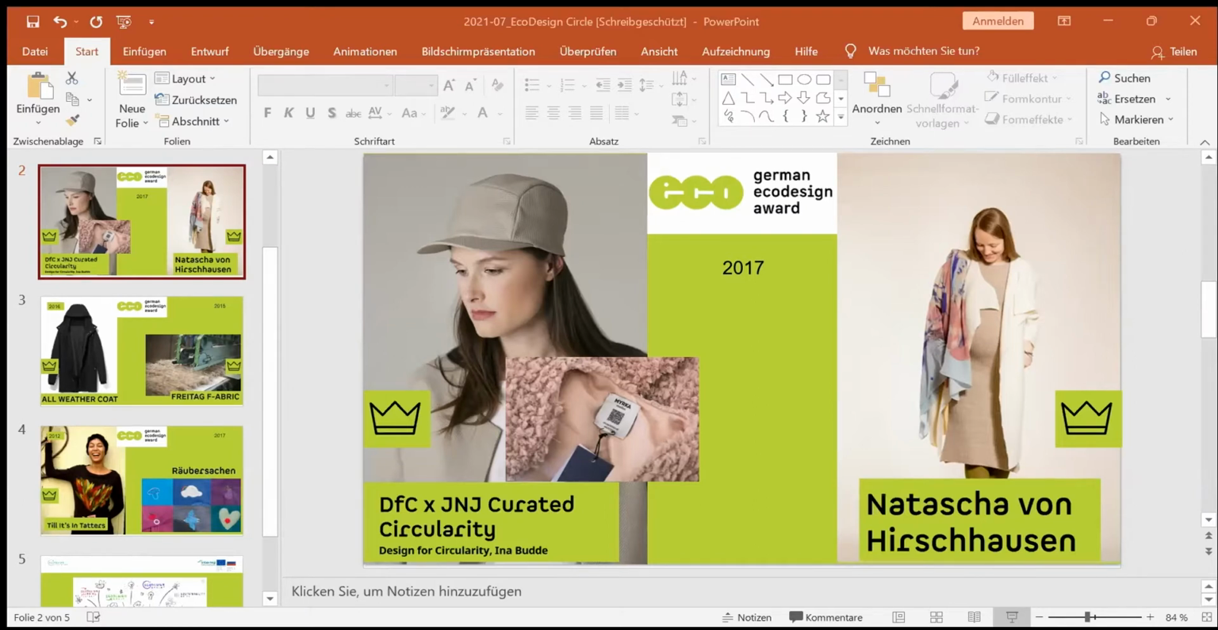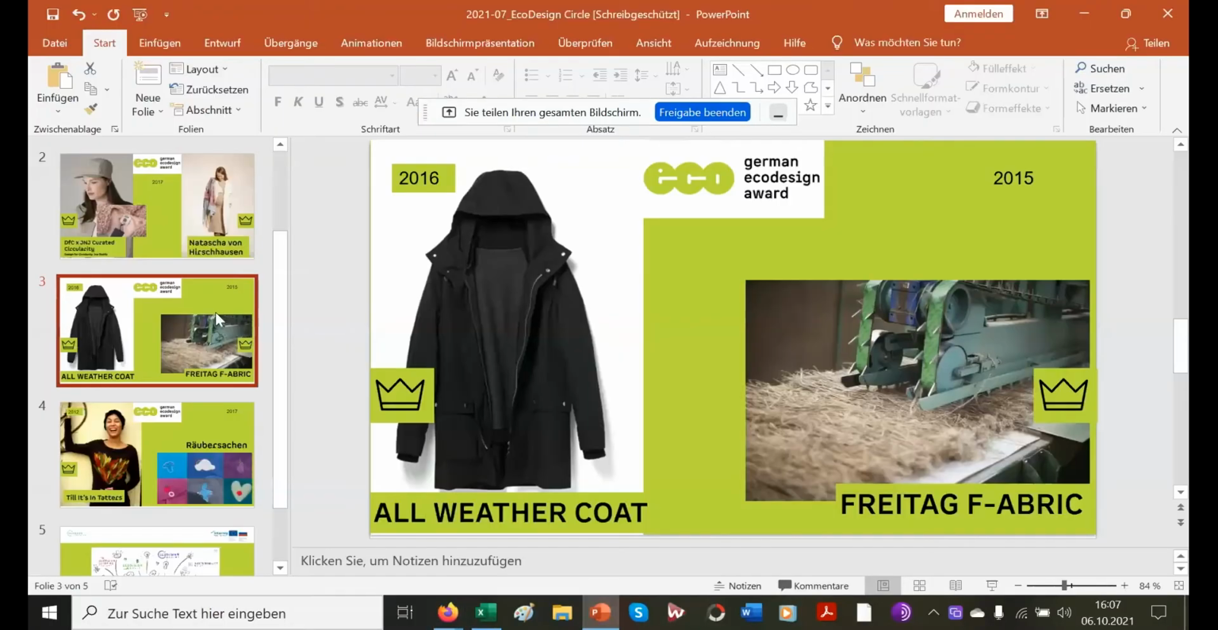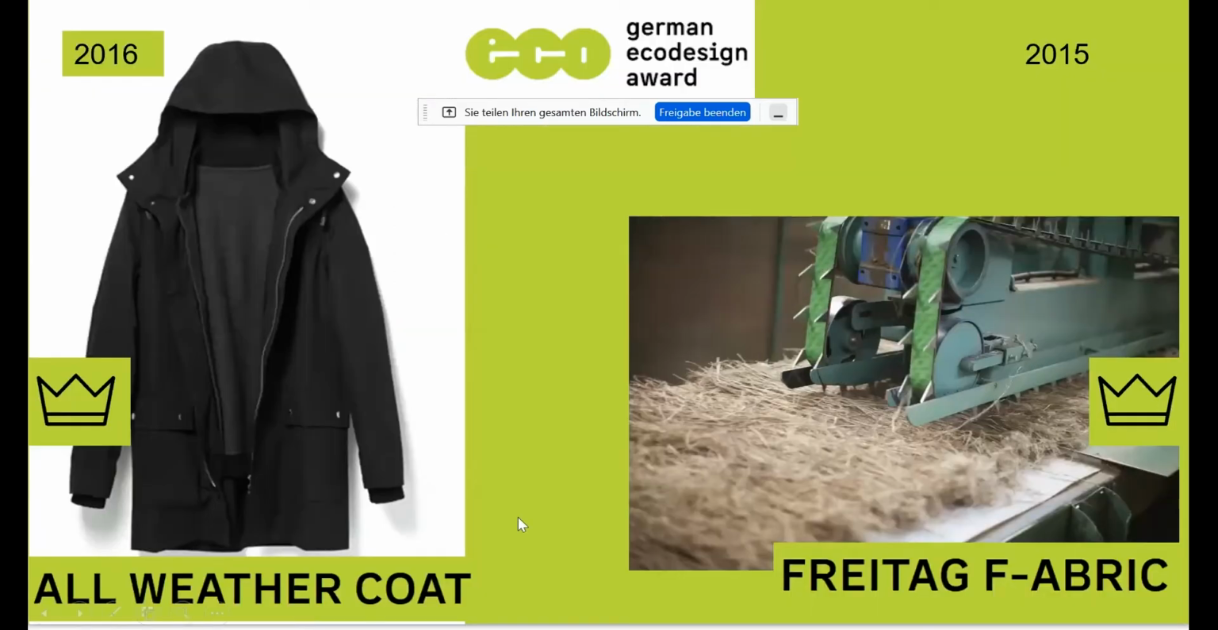Conrad, sorry, I'm just saying we're only seeing your first slide, but I think this is what happened. Okay, now we see. Thanks. Thanks for telling me. So right now you can see hopefully the all-weather coat. Can you see it? Yes, now it's all good, thanks.